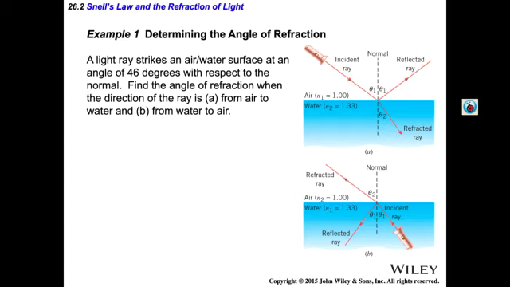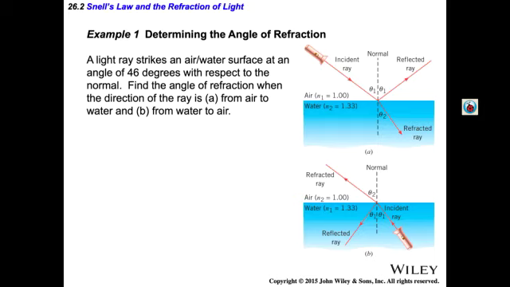Light strikes an air-water surface at an angle with respect to the normal. Find the angle of refraction when the direction of the ray is A, from air to water, and then from water to air. And then tomorrow, we will start with total internal reflection, and then we'll probably be able to jump into lenses or mirrors. We'll do mirrors, and then on Thursday, we'll do lenses and the eyeball. That will be more than enough stuff, and anything I want to add on the Tuesday we come back for the test, I can still do, because I want you to be up to speed on this.